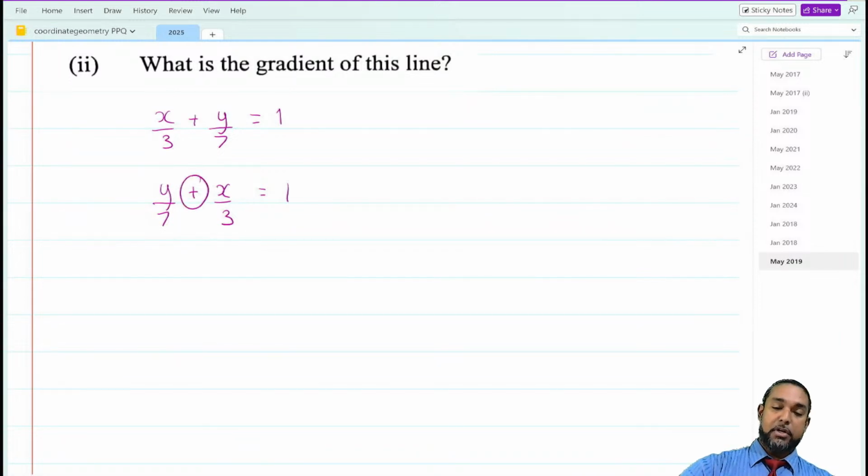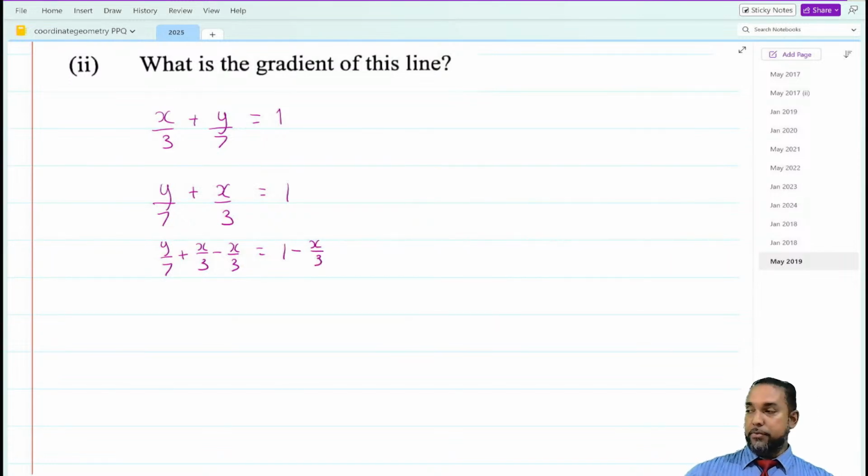It's attached by addition. How do we remove something attached by addition? We use the opposite operation, which is subtraction. So we're going to minus x over 3 from both sides of the equation. So we're going to minus it from this side. And whatever happens to one side of an equation must happen to the other side as well.